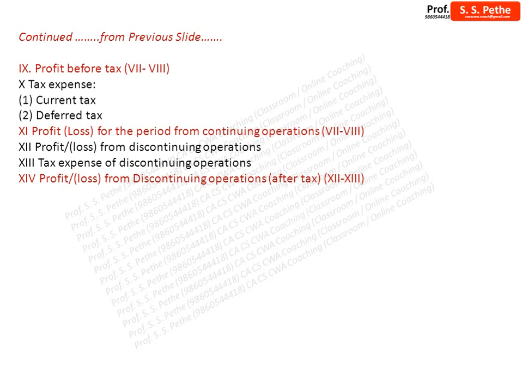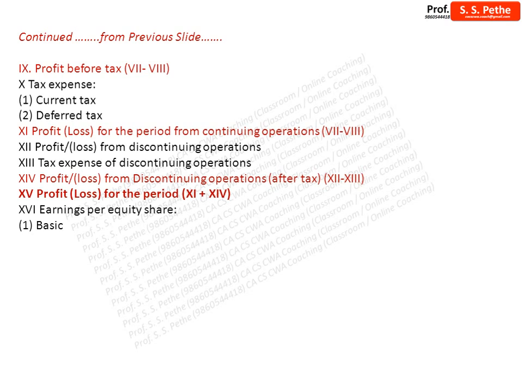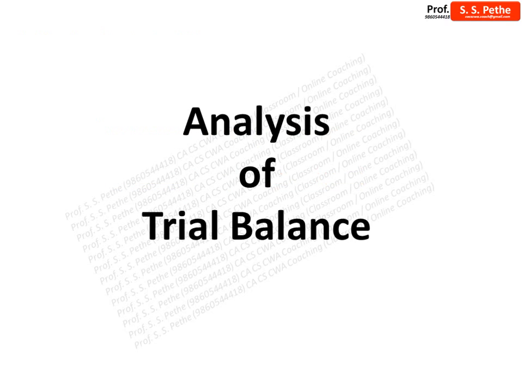You can see the earlier Schedule 6 never mentioned the format, although it mentioned the content of profit and loss. But this time the revised schedule has mentioned the format of profit and loss, and the format covers all these. So you have to prepare the P&L as per this latest format, in which you have to mention the discontinuing operation profit and loss also. Profit or loss for the period, you will get, and then you have to give the details of earnings per equity share, the basic and the diluted.